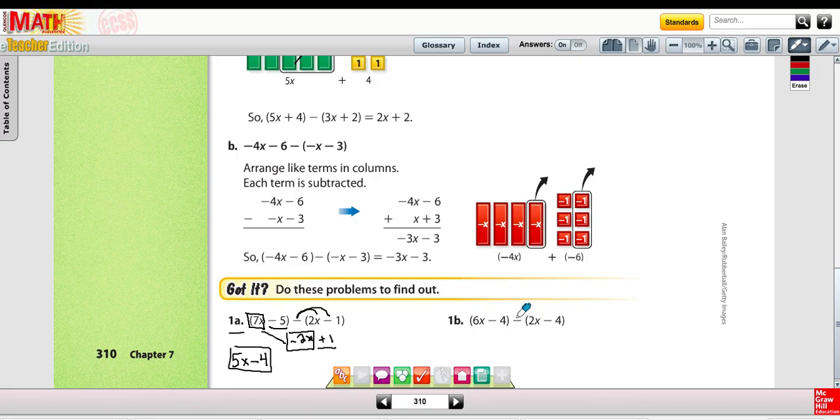For 1b, again, I have that minus sign that not only applies to the 2x, but it also applies to the negative 4. So this one's pretty easy, minus 2x. But this is where we make our mistakes. A negative, or take away a negative 4, turns into plus 4. So what we have is 6x minus 2x, which is 4x, and then we have minus 4 and plus 4, which is 0. So all we have left is 4x for 1b.